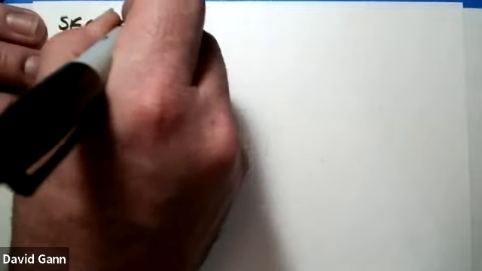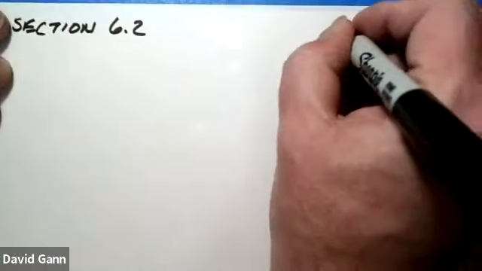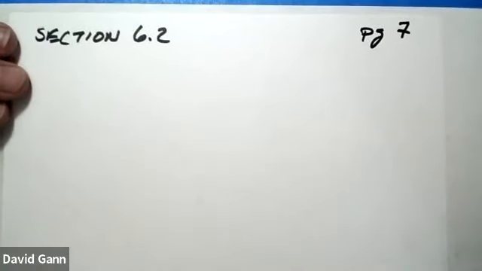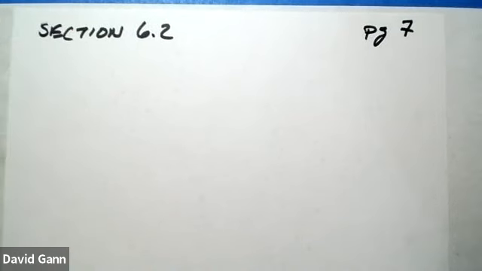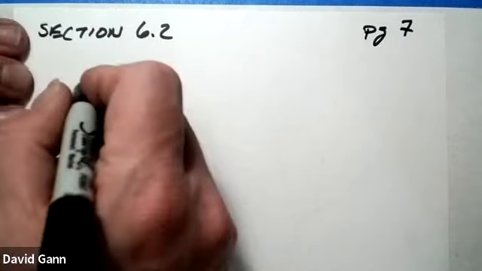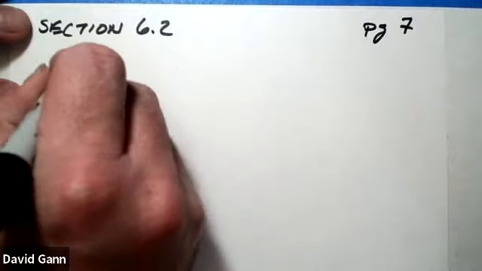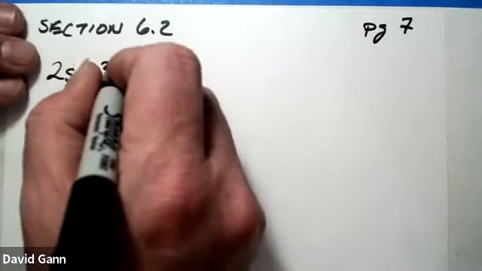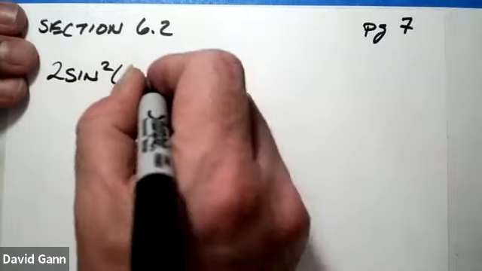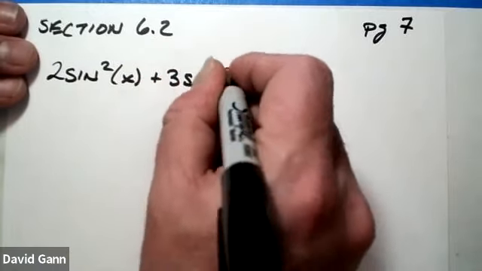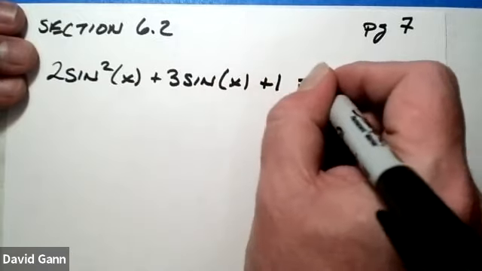All right. So section 6.2, we're now on page 7. Here's an example of a problem that we may or may not be able to solve. Well, I don't think this one can be factored, but let's just see where we're at. I'm just looking at it. I don't usually prepare too much for given problems. So let's say we have the equation 2 sine squared of x plus 3 sine of x plus 1 equal to 0.